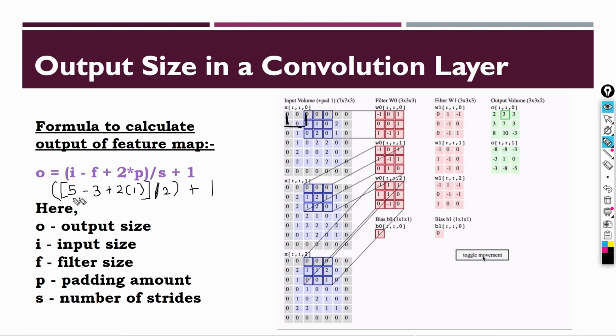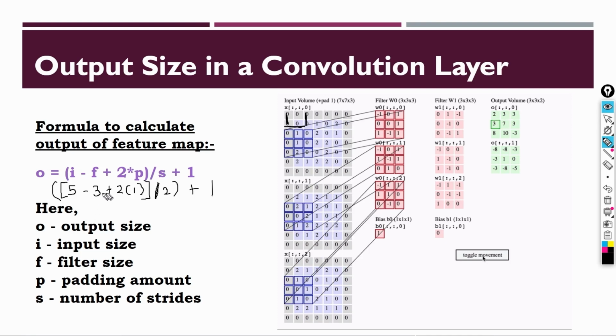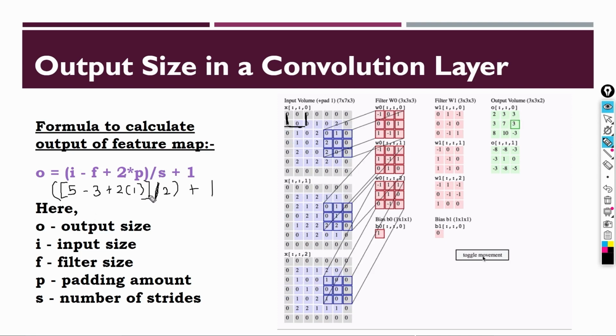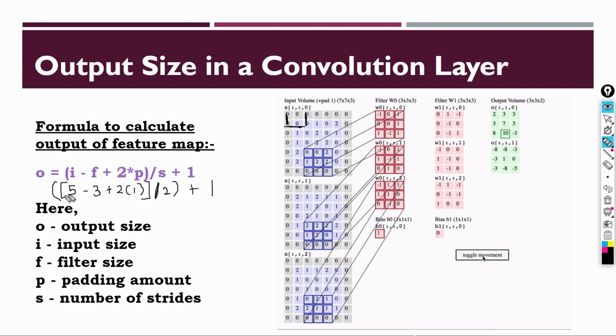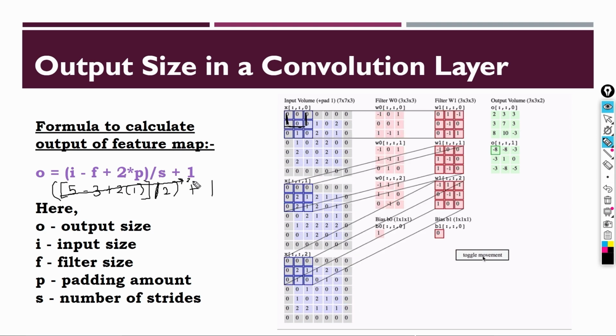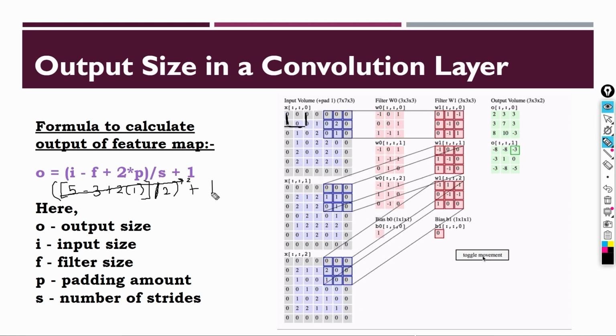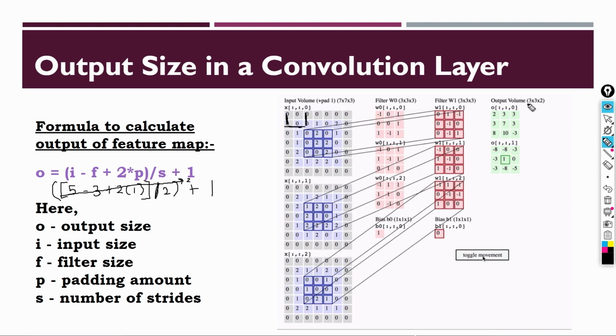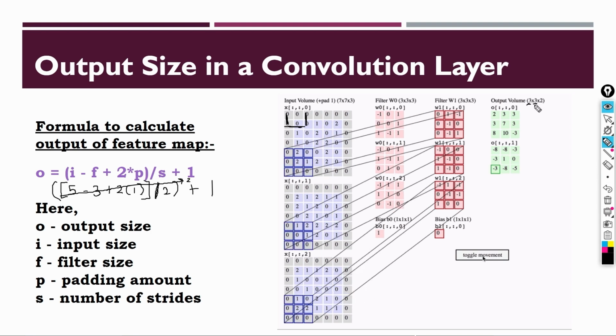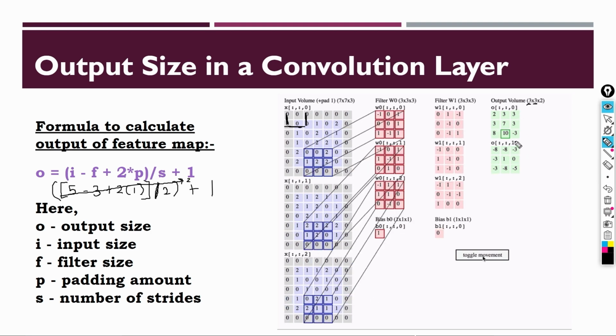So what is 5 minus 3? 5 minus 3 is 2. 2 plus 2 is 4. 4 divided by 2 is 2. So this whole fraction output is going to be 2. Add plus 1 to that, and the output is 3. So that's how we get 3 and 3 over here. And the 2 you already know why it is there.